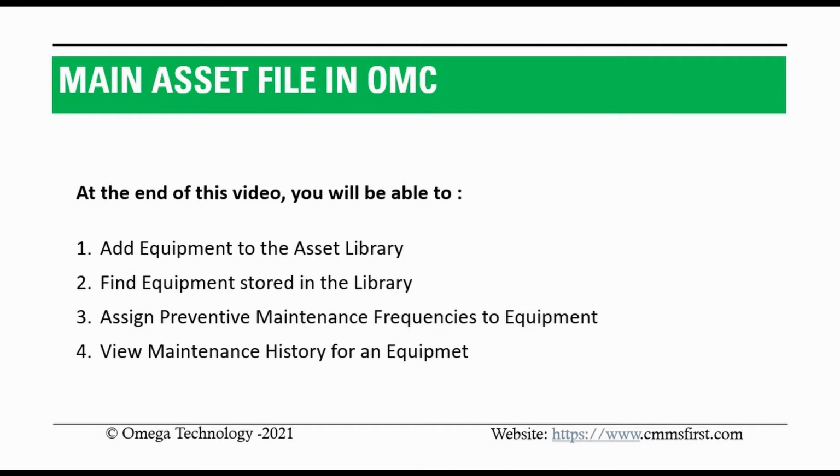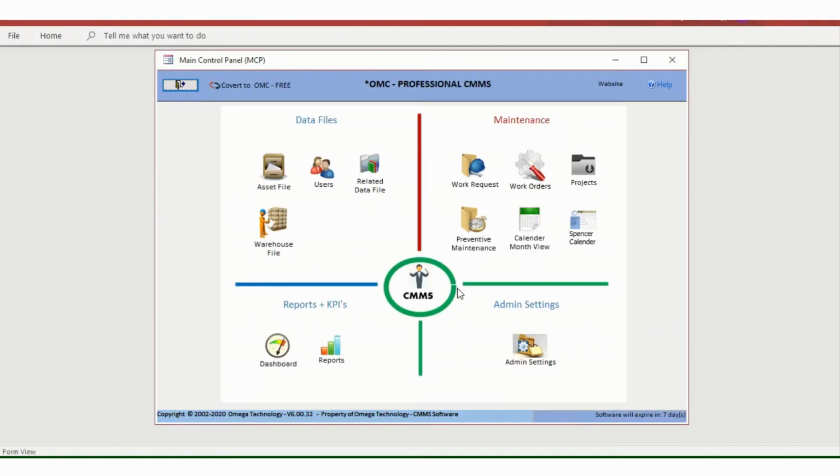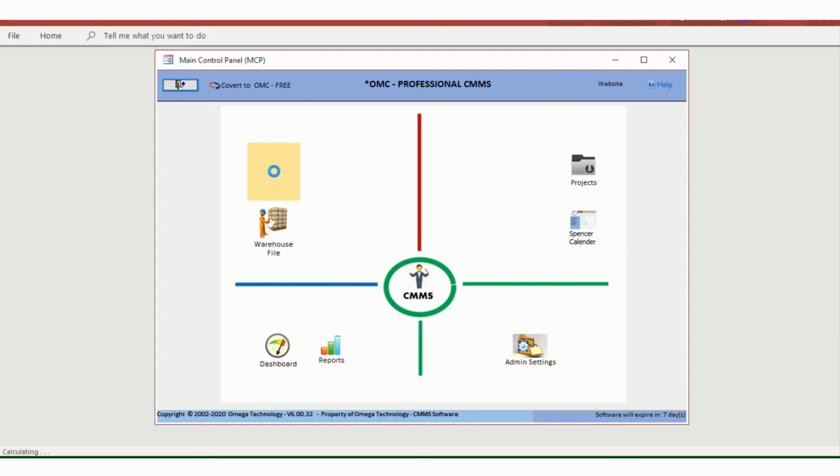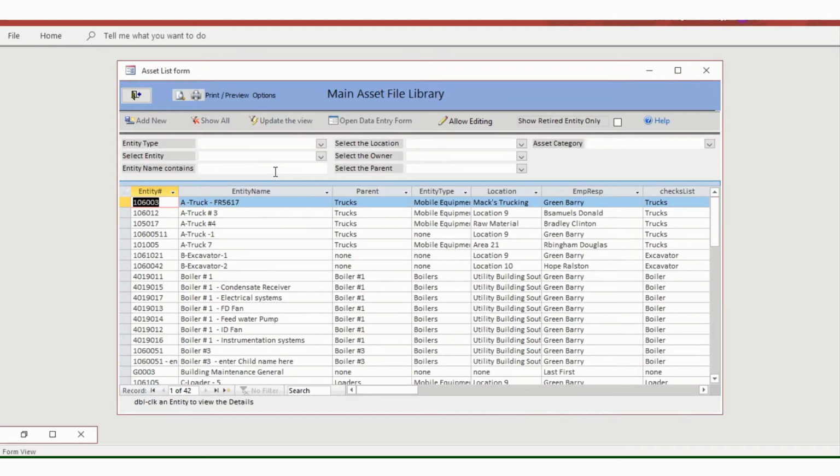Today we'll discuss the main asset file module used in OMC, as this is where the equipment information for your company is stored. From the main control panel, select Asset File to open the main asset file library. Here you will see the list of all equipment or assets that you entered for your company.